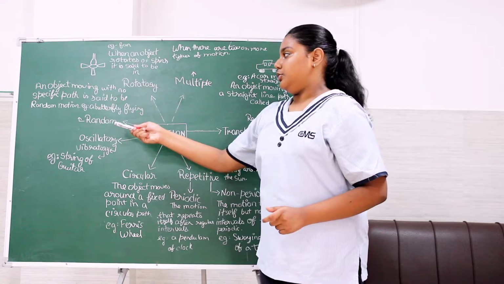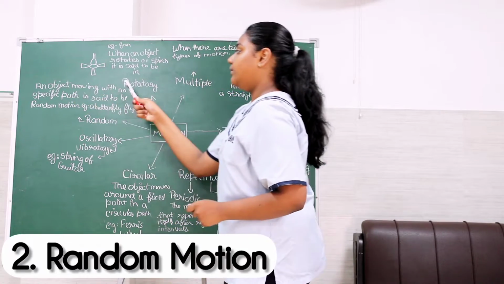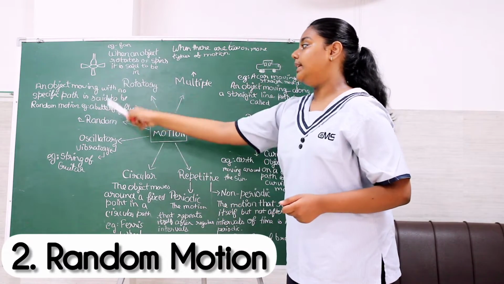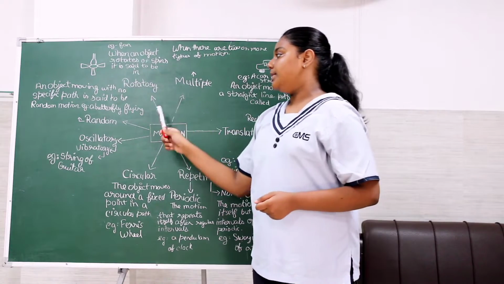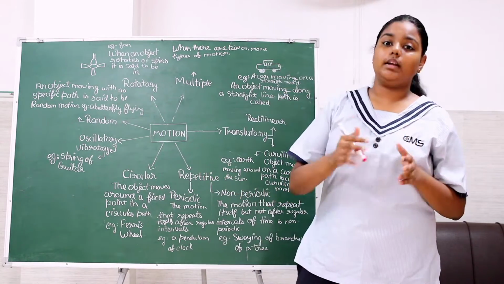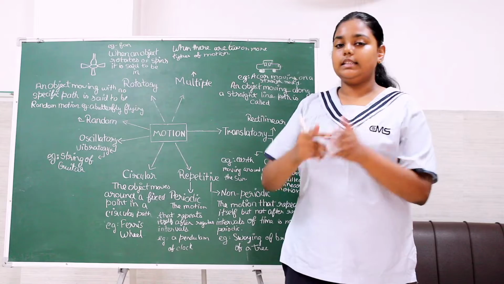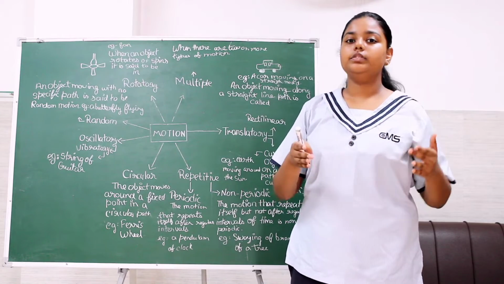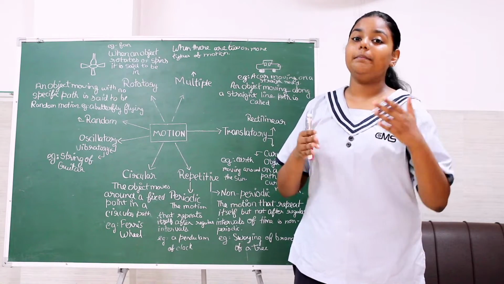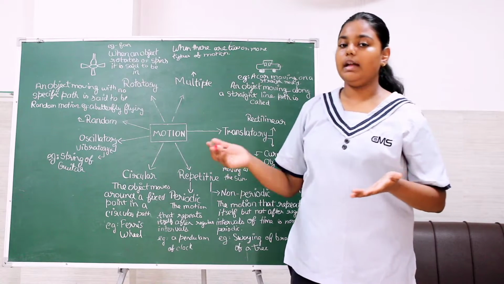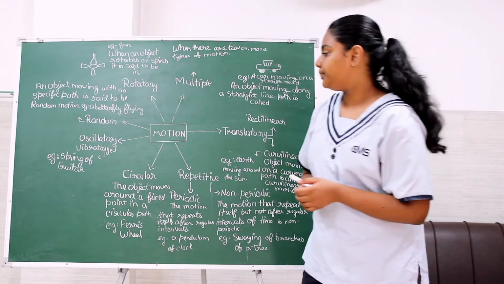Then comes random motion. An object moving with no specific path is said to be in random motion. The example is a butterfly flying. If you see the motion of a butterfly flying, it doesn't go in a specific direction. It doesn't move on a specific path. So that's why it is very random and it is called random motion.